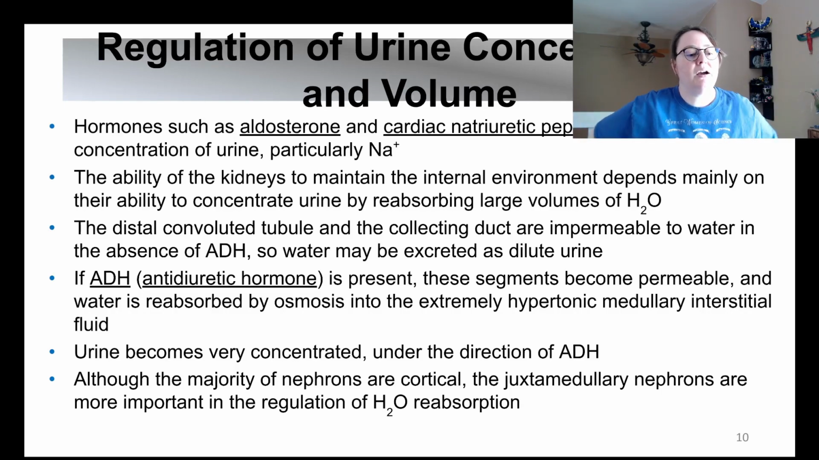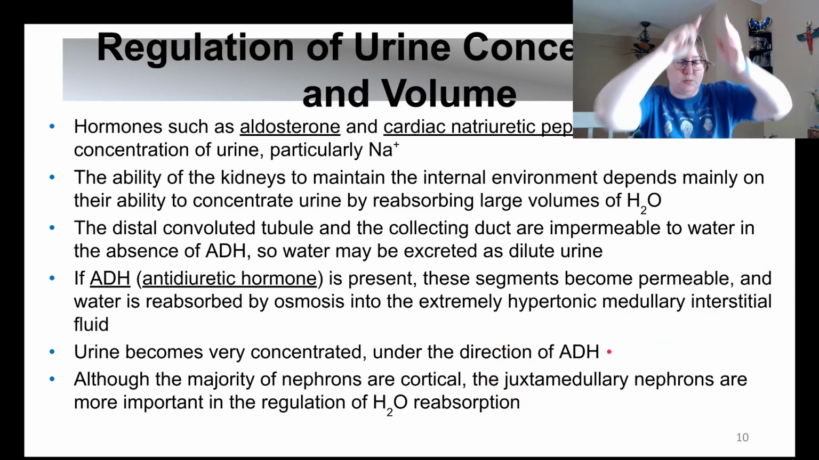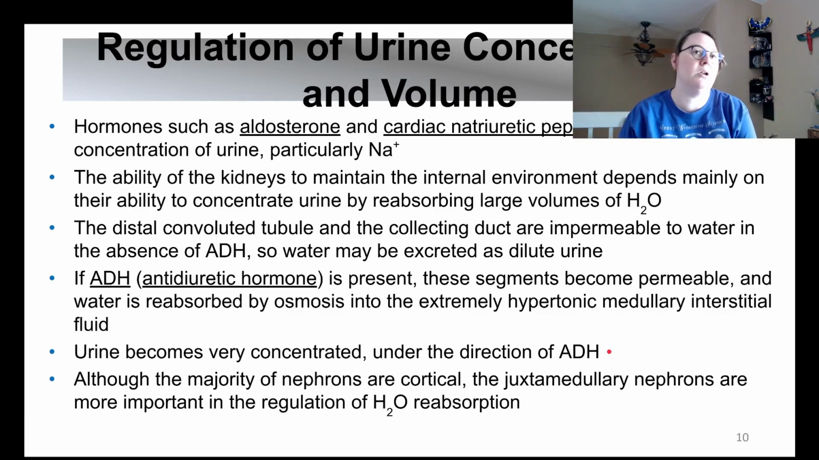All right, although the majority of nephrons are cortical, juxtamedullary nephrons are more important in the regulation of H2O reabsorption. Remember, as I said in the last section, the juxtamedullary ones with the long loops are really more important in water regulation than the ones with the short loops. Even though, strangely enough, the ones with the short loops, which are the cortical nephrons, vastly outnumber the juxtamedullary nephrons. Why? I don't know.